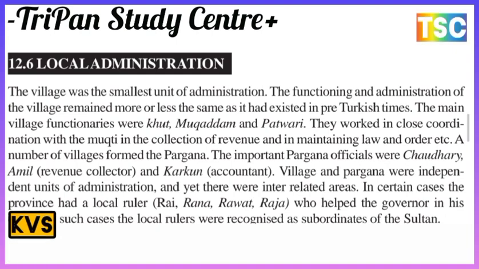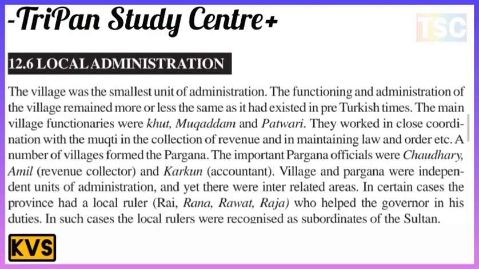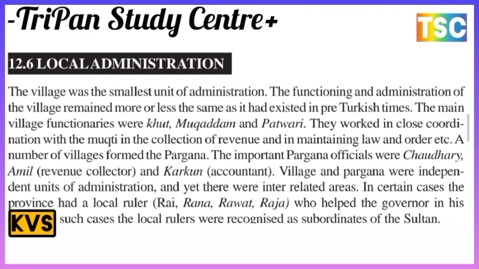In some cases, the Pargana was under local rulers such as the Rai, Rana, Rawat and Raja, who helped the governor in his duties. In such a case, the local rulers were recognized as subordinates of the Sultan.